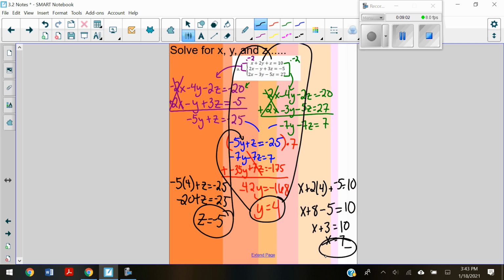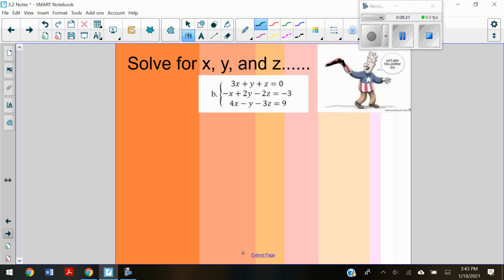My circle is a little off there, but x is 7, y is 4, and z is negative 5. The last thing is you can write this as one ordered pair, just like we have our x and our y, we have xyz in this ordered pair. All right, the first one usually takes the longest to get the vibe going. So let's go ahead and look at this next problem.